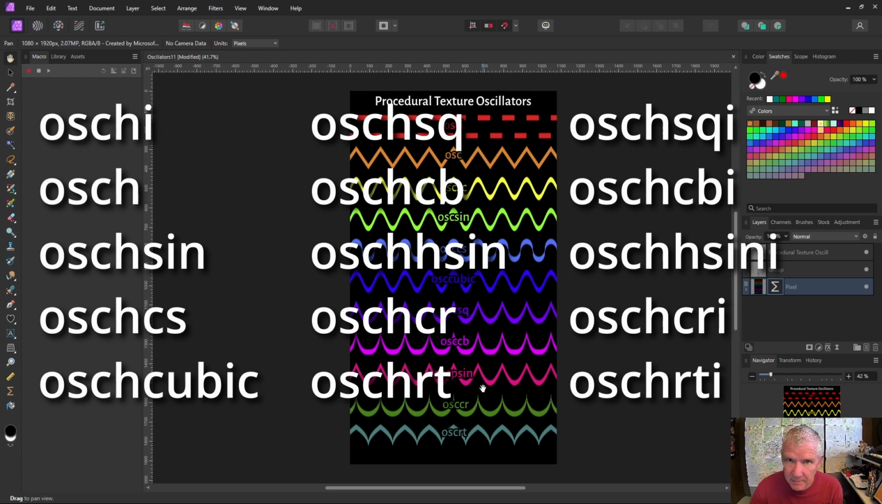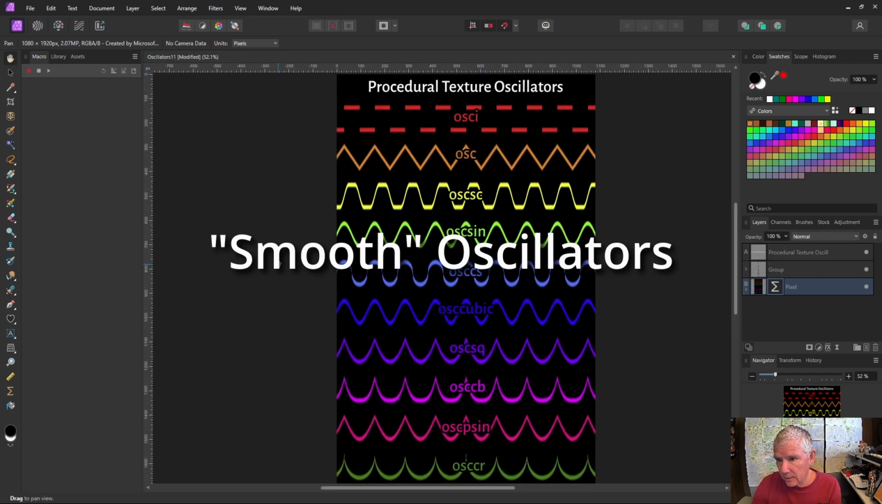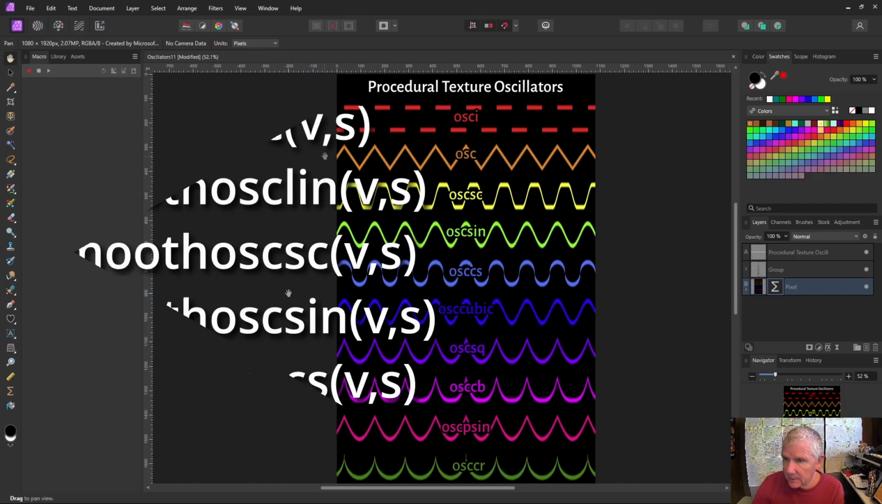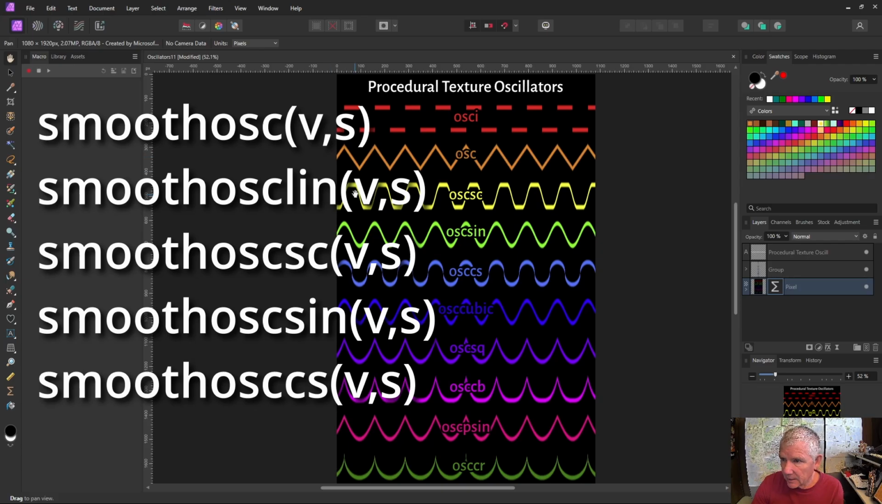oscHHI. Now there are so-called smooth oscillator versions of some of the symmetric oscillators. Those are the oscillator SC, S-curve, the oscillator sine, the oscillator CS, and the linear oscillator.